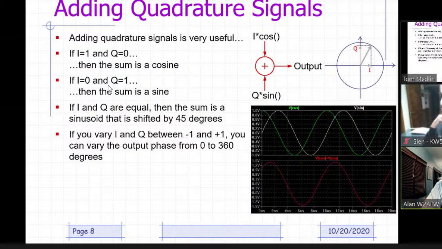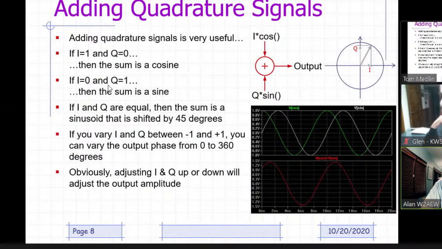So if you vary I and Q anywhere between, in this case, generically between plus and minus 1, you can vary the output phase coming out of that summing junction to be anything between 0 and 360 degree phase shift. So you can rotate and slide that sinusoid anywhere, to create any phase shift you want just by changing those amplitudes between plus and minus 1. So we can see how we can do a phase modulation pretty simply, right?